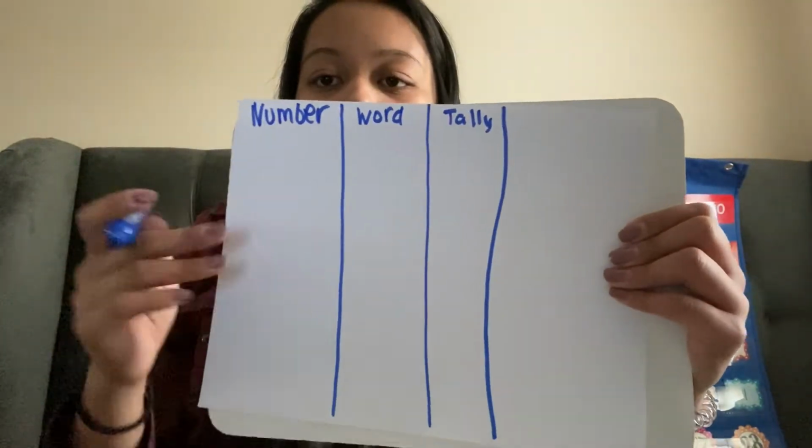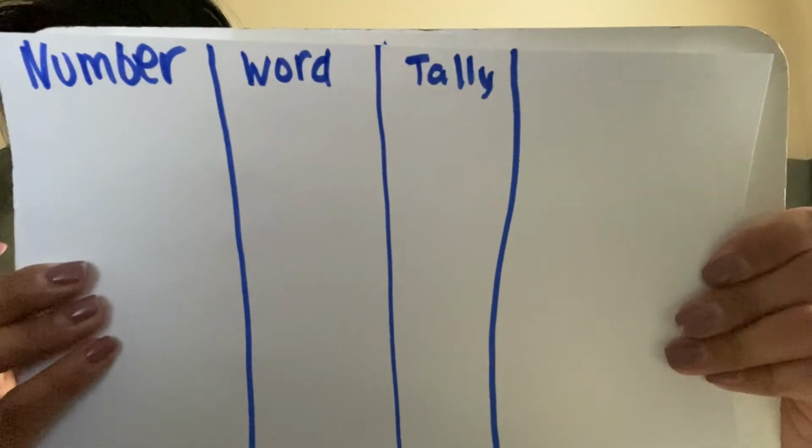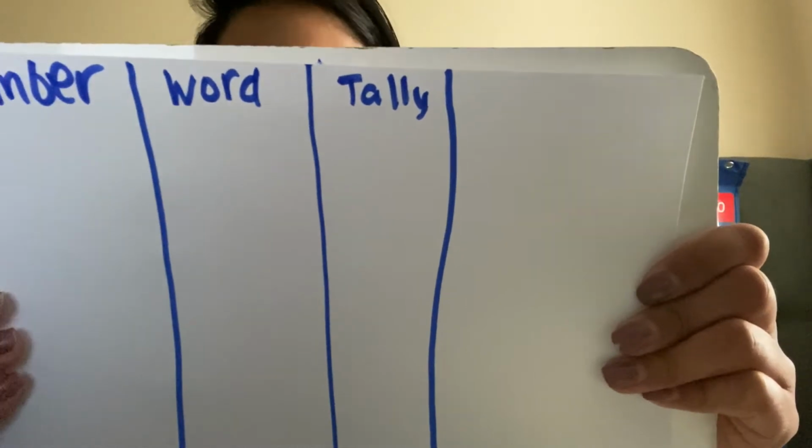Okay, so let's see. I'm gonna go ahead and write the number right here on my piece of paper, and then I'm gonna go ahead and write the word, and then I'm also gonna go ahead and do tallies. So this is how I'm gonna set up my paper for today. Again, I just have blank paper and something to write with. I have my number, my word, and then my tallies right there.